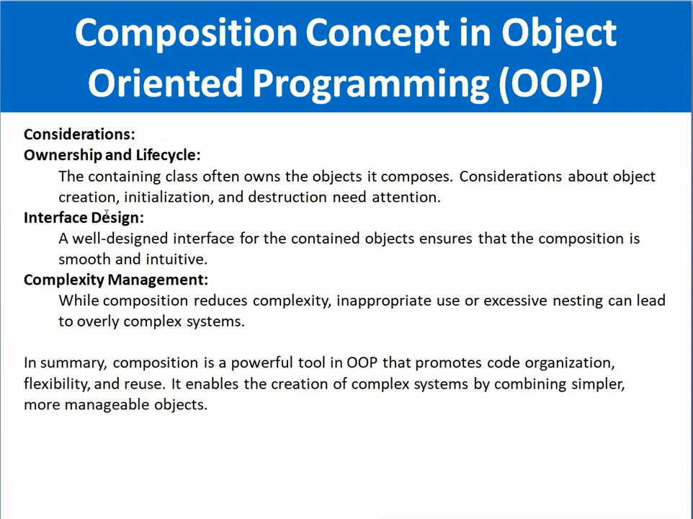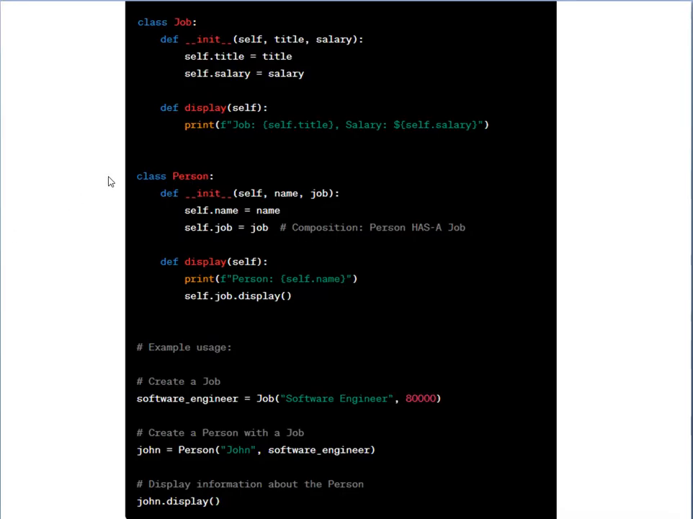Overall, friends, composition is a very important concept, and the biggest advantage is basically code reuse and flexibility. Basically, composition does not use the concept of inheritance. However, you can still use the objects and methods of other classes without the concept of inheritance. Let me give you another example here.